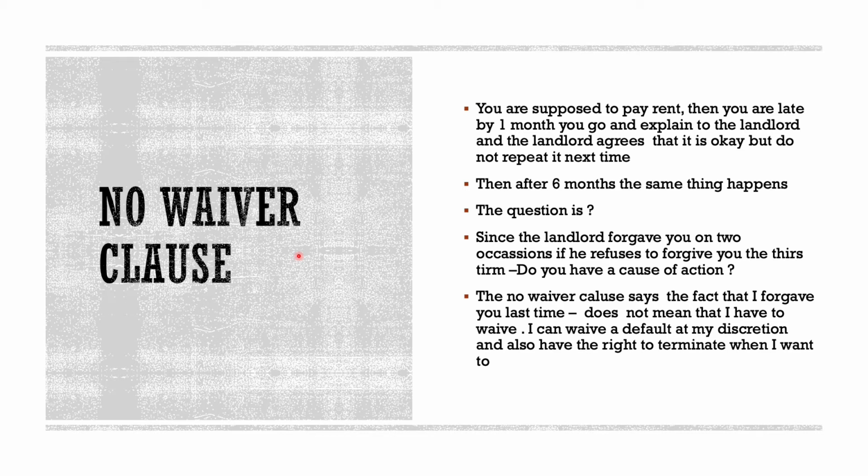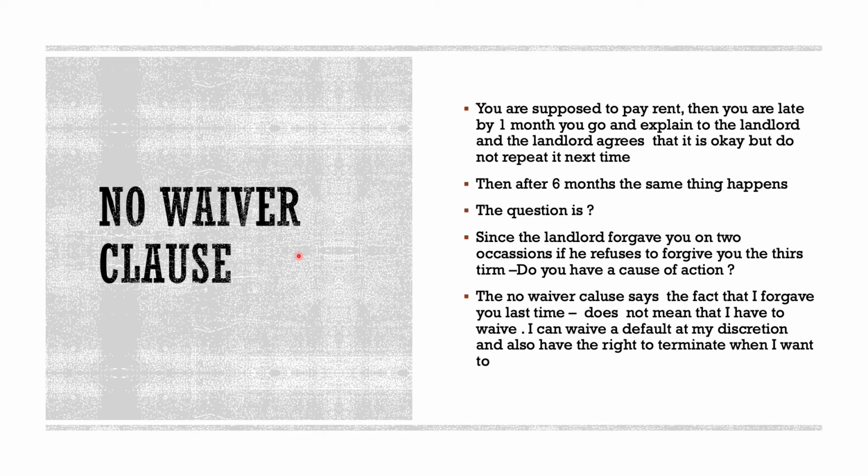So to put this into context, suppose James is renting an apartment and he has not paid rent for a month. He goes ahead and explains to the landlady that, hey, look, I have a problem with my cash flow. I will be able to pay in the next 2-3 weeks. And the landlord goes ahead to allow this to happen and tells James, but next time do not repeat this. Now 6 months down the road, the same occurrence happens again.